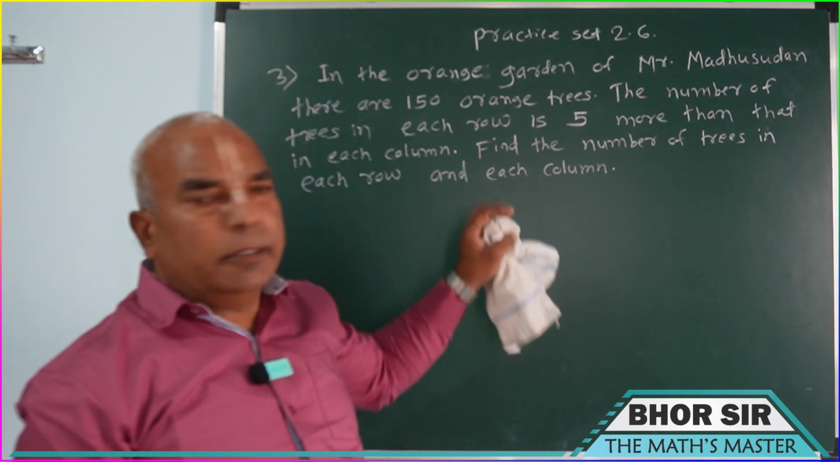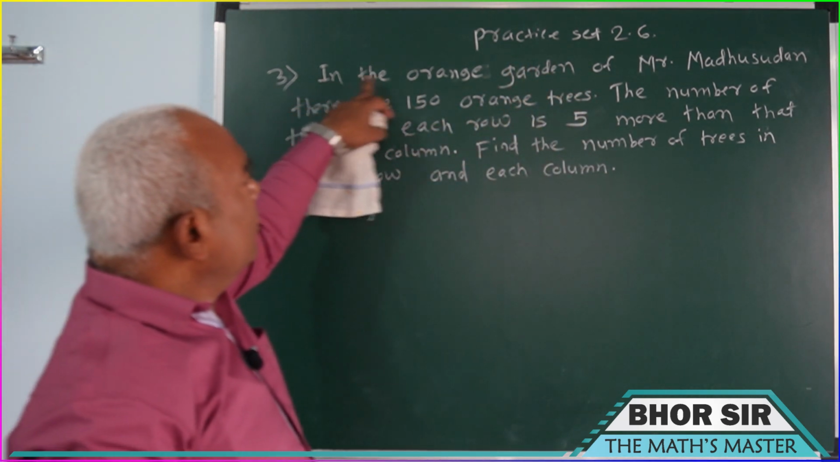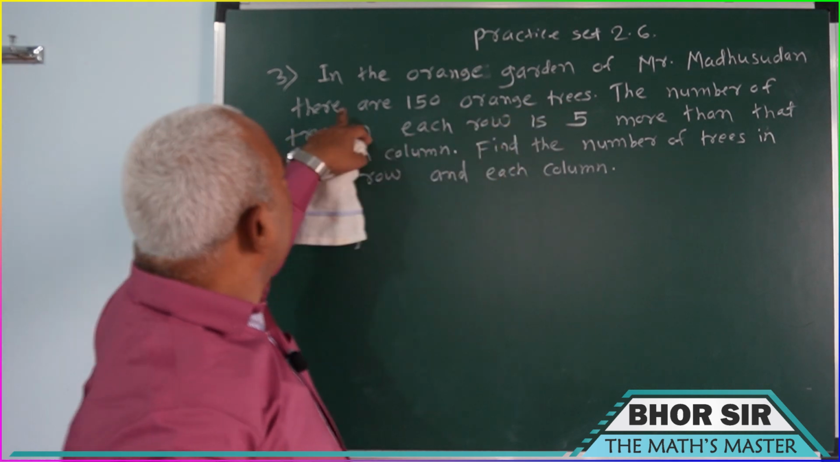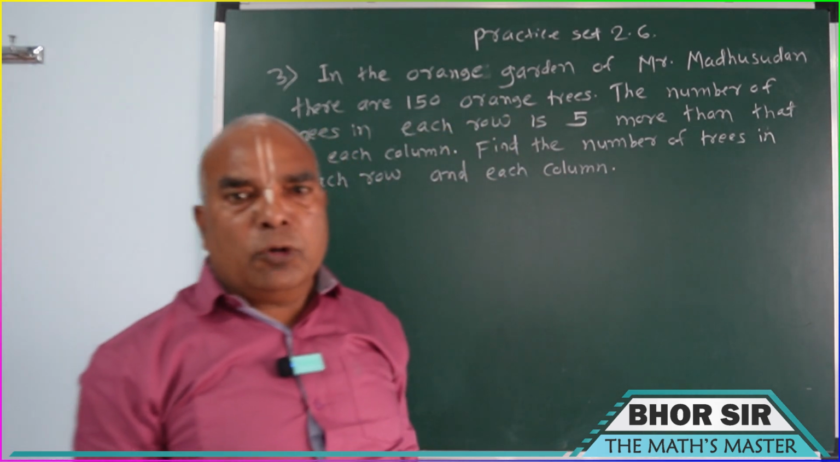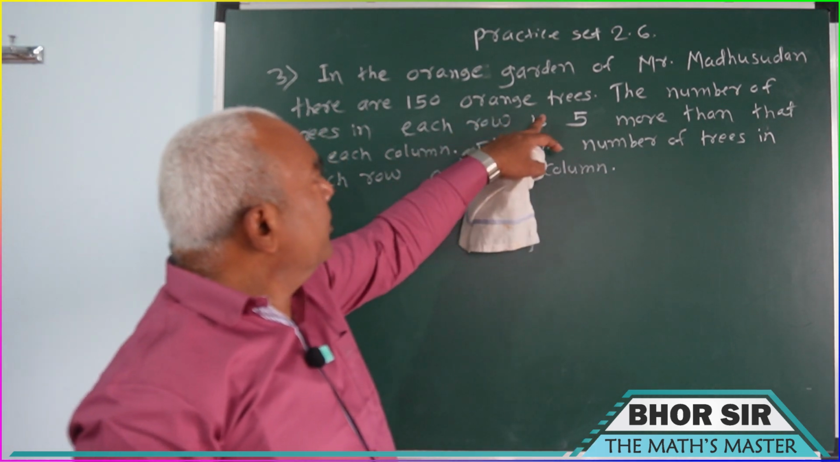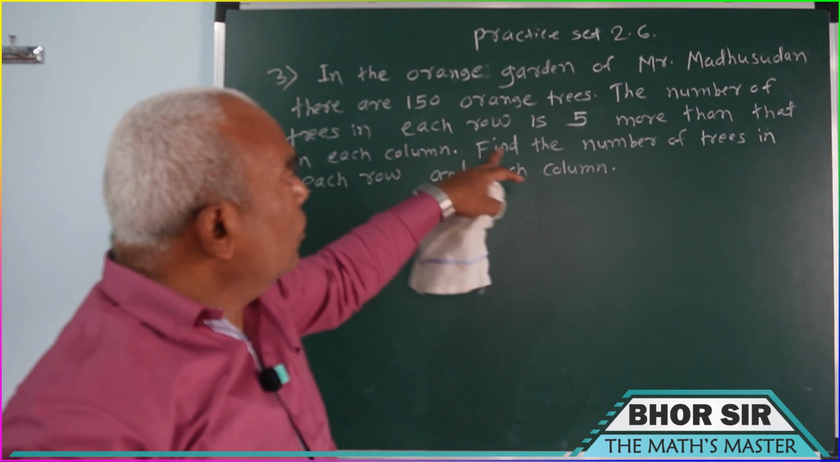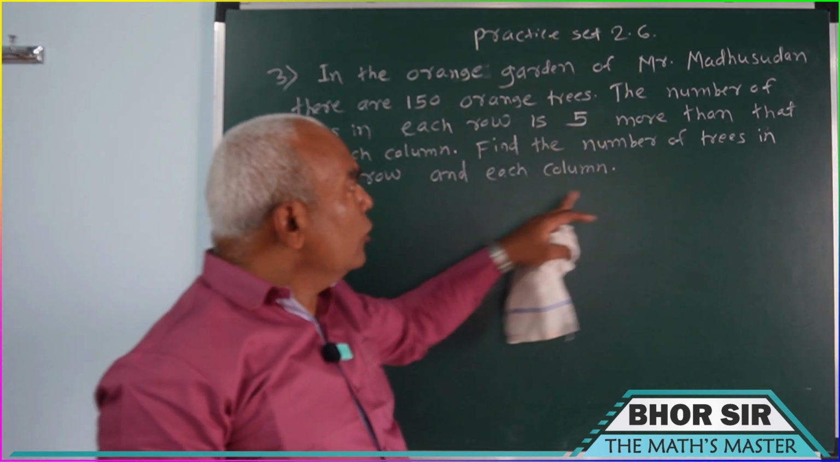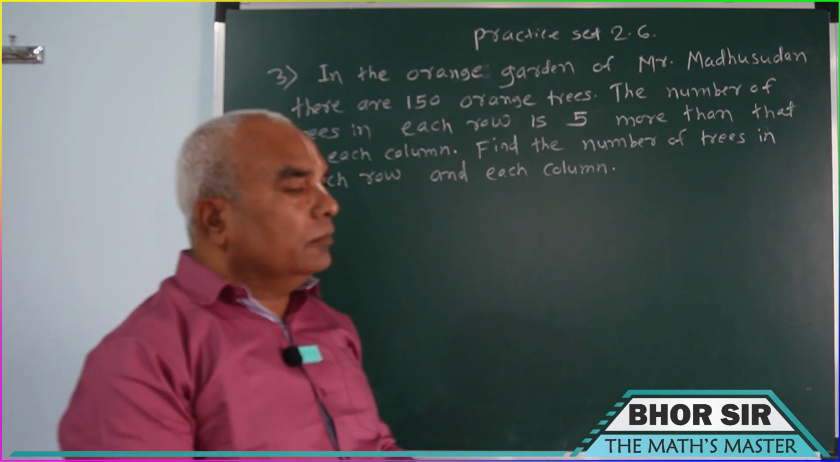See now, next question. Practice set 2.6, question number 3. In the orange garden of Mr. Madhusudan, there are 150 orange trees. See, how many total trees there are? 150. There are 150 orange trees. The number of trees in each row is 5 more than that in each column.